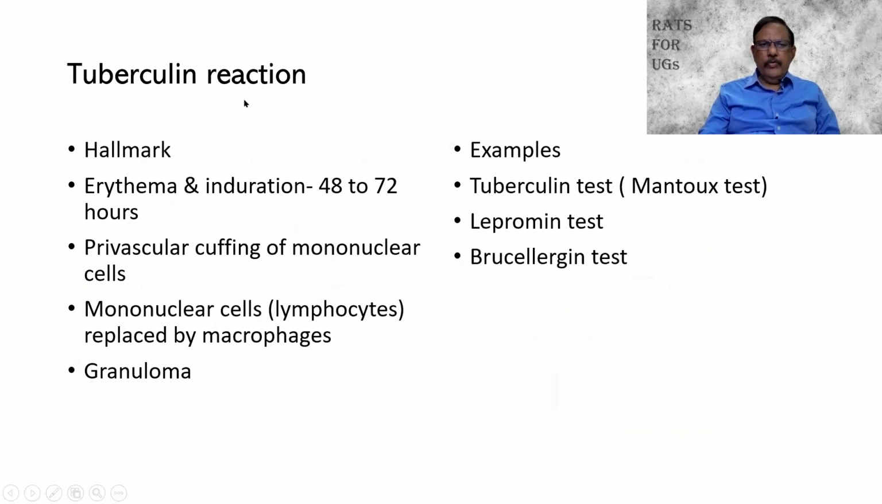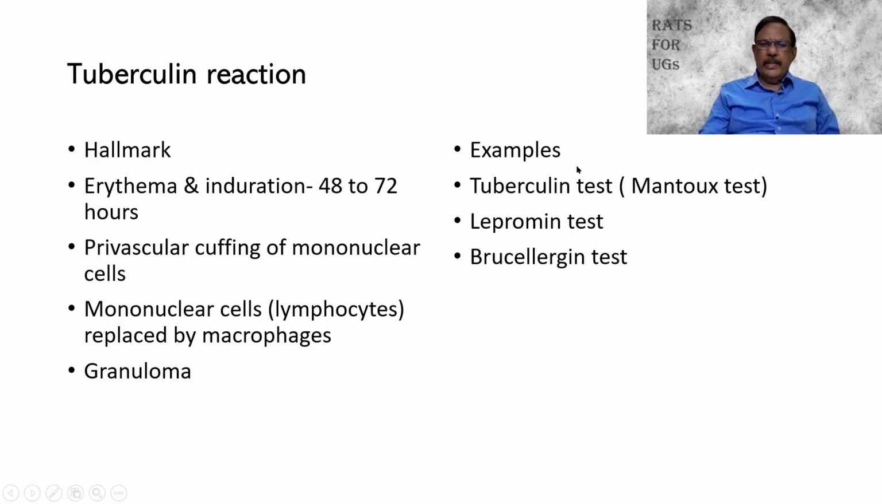The hallmark of a tuberculin reaction is erythema and induration. Induration is a classical hallmark or a definitive diagnosis after 48 to 72 hours. Erythema alone is not adequate. Microscopically, I will be seeing a perivascular cuffing with lymphocytes. These lymphocytes are later on replaced by, or they are chemotactic for, macrophages, which together form the granuloma.